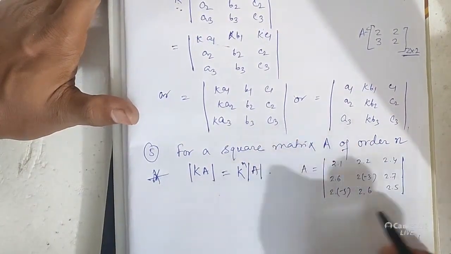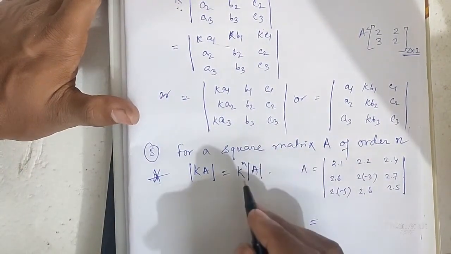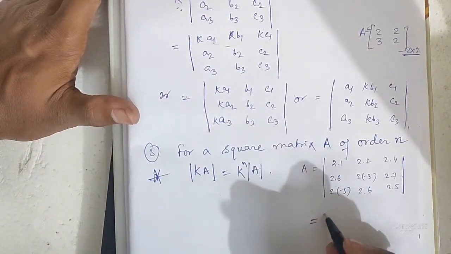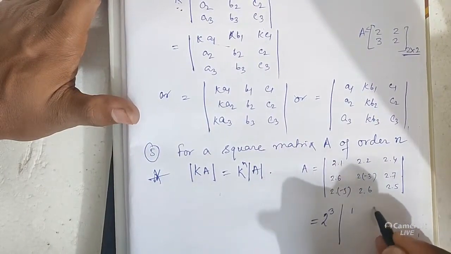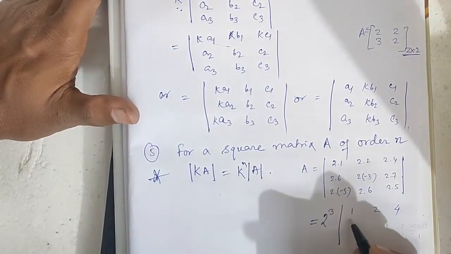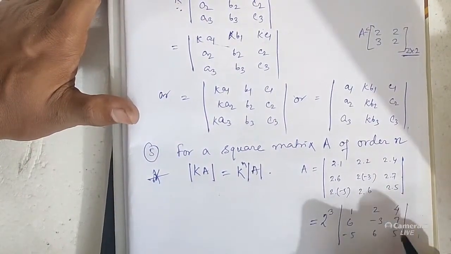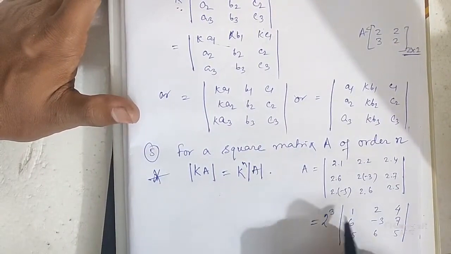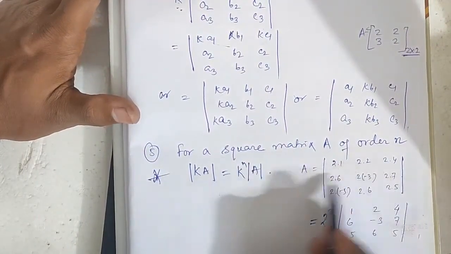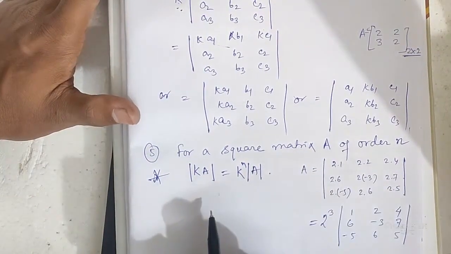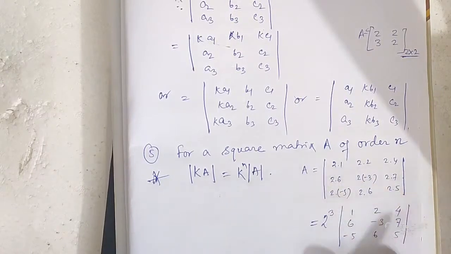Now since it is of order 3, if we apply this property, what is the value of k here? 2. So 2 cube into determinant A, with rows 1, 2, 4; 6, minus 3, 7; minus 5, 6, 5. Why 2 cube? Because I have taken 2 common from this row, 2 from this row, and 2 from this row. So 2 into 2, 2 square into 2, 2 cube.